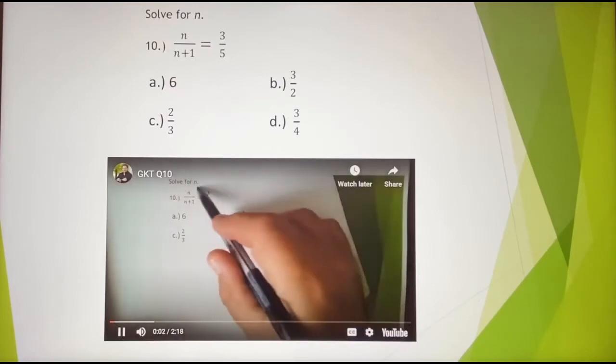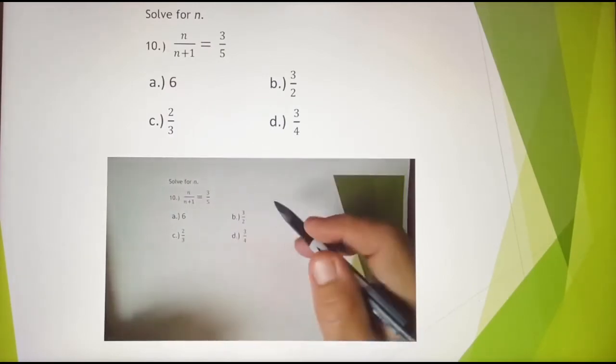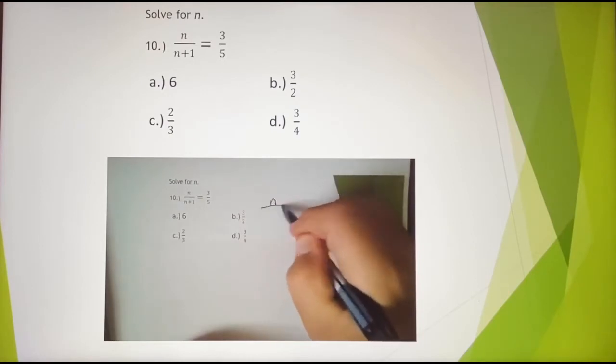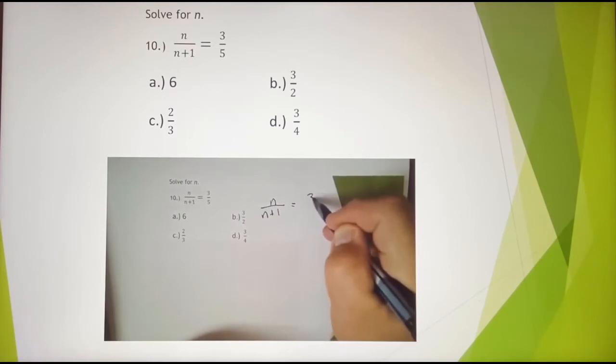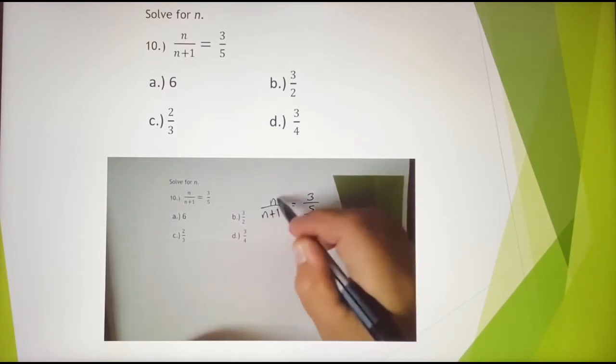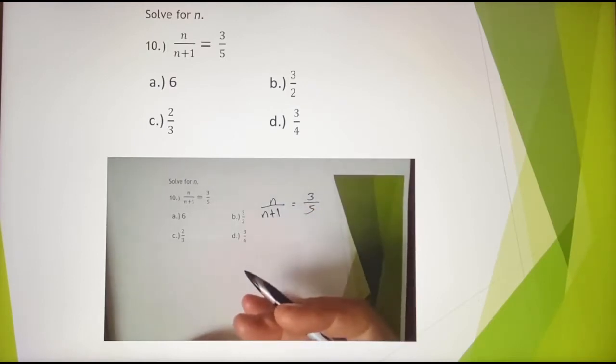In this problem, we're solving for n. In other words, we want to get the n by itself. I'm going to rewrite the problem here, just copy it over to have something to work from. And we notice here that there is more than one n, so we need to get everything combined together.